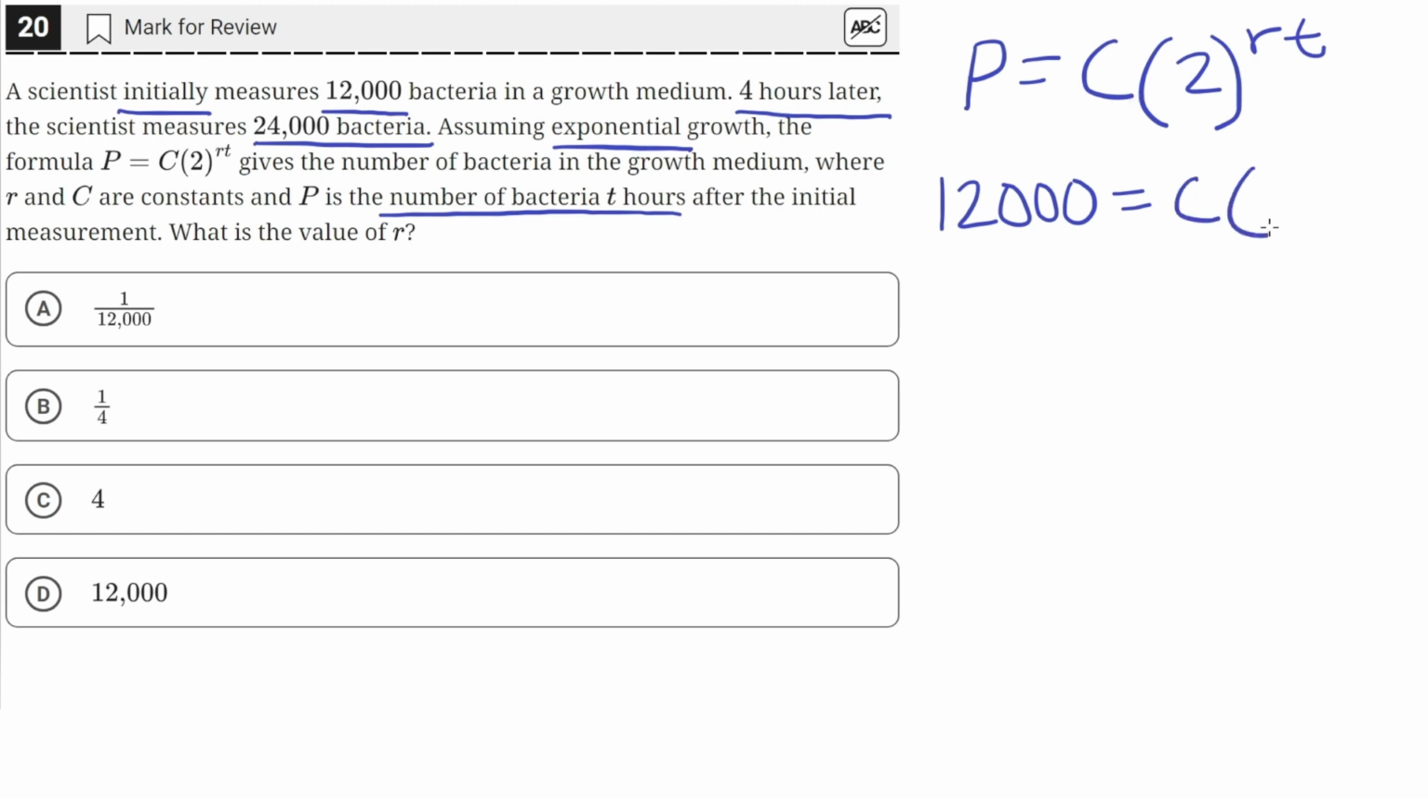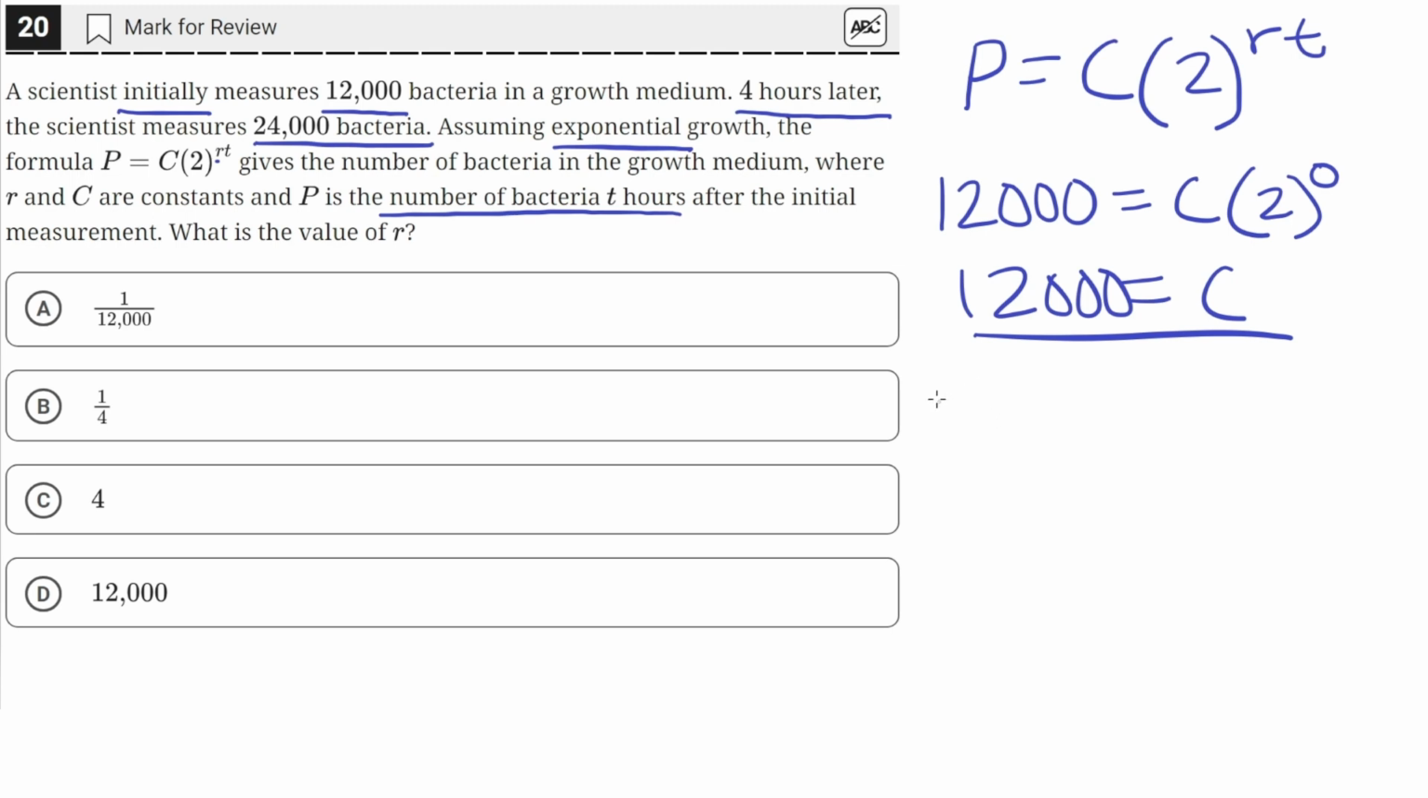So we have C here times 2, and then this would be raised to the 0, because anything times 0 is just 0. Okay, so then 2 raised to the 0 is just 1, so we'll just be left with a C on this side, and the 12,000 will still be on this side. So that means C is equal to 12,000. Okay, so now we have everything we need in the equation except for the value of R, which is what we're going to need to solve for now.